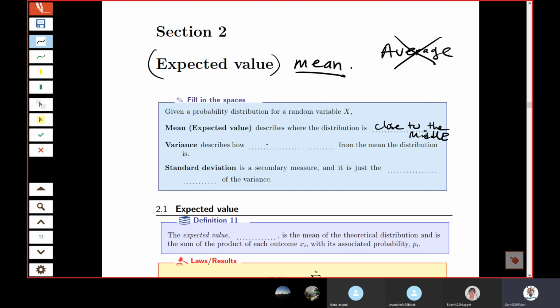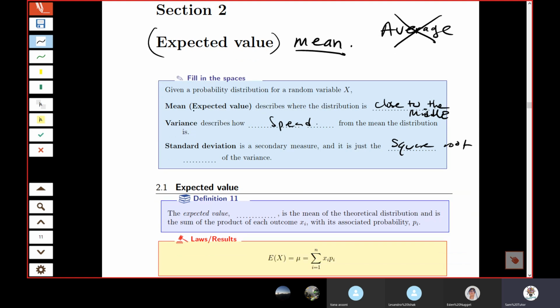Variance describes how, I guess, spread from the mean the distribution is, and then standard deviation is just the square root of the variance. So mean, we're going to work it out in a second. Variance also is just a spread from the mean. Standard deviation, the way it's going to be done is through square roots of variance. So we're just going to square root this guy.